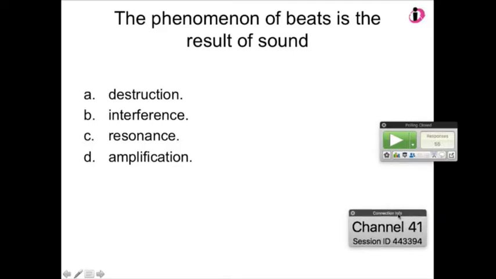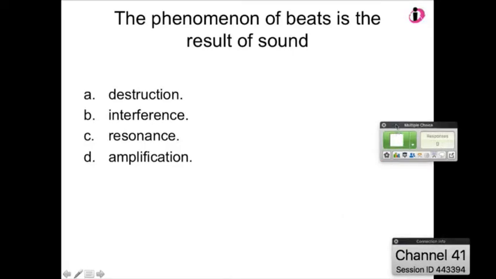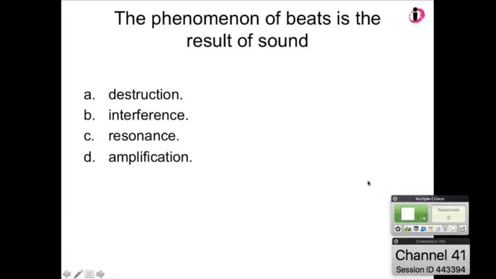Beats. That was me over there on the end last time with the tuning forks. And whether they were different frequencies or not. You hear that wah, wah, wah, wah, or wah, wah, wah, wah. That's beats. What creates that?